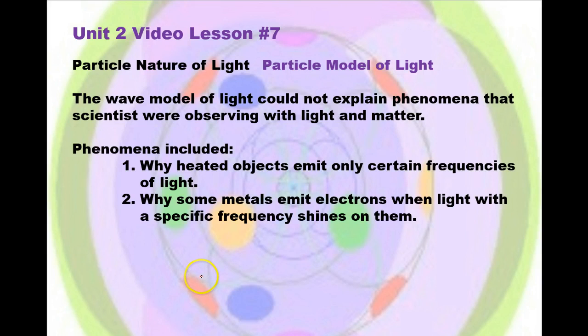Now we're going to take a look at the particle nature of light, otherwise known as the particle model of light. We've looked at the wave nature of light, which could not explain phenomena that scientists were observing with light and matter. This phenomenon included why heated objects emit only certain frequencies of light, and why some metals emit electrons when light with specific frequencies shines on them. And these don't make sense, but hopefully by the end of this video lesson it will.